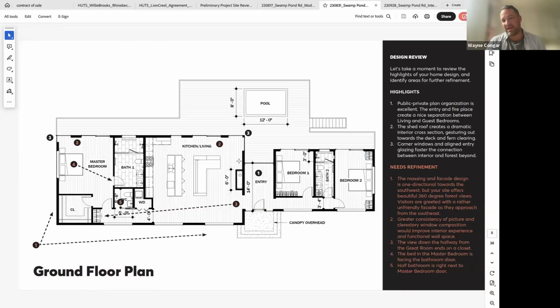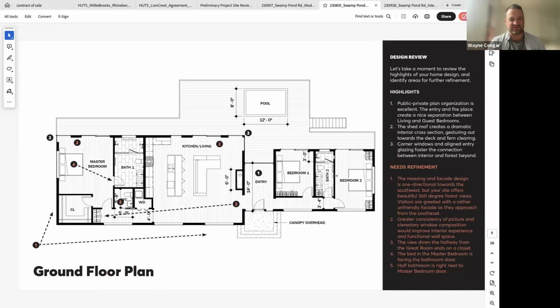But looking at it, we came to this conclusion: hey, we like this, but we should push and refine it further. We're cutting off a lot of the view opportunities that you have, and we need greater consistency in the window types, which is also going to help in reducing costs, so you have less diversity of window types. And create better lines of sight within the house.